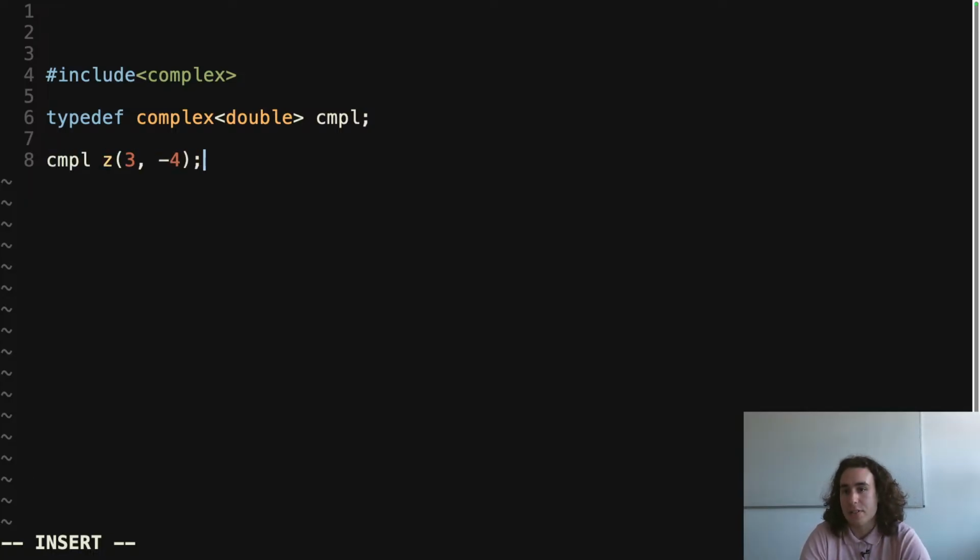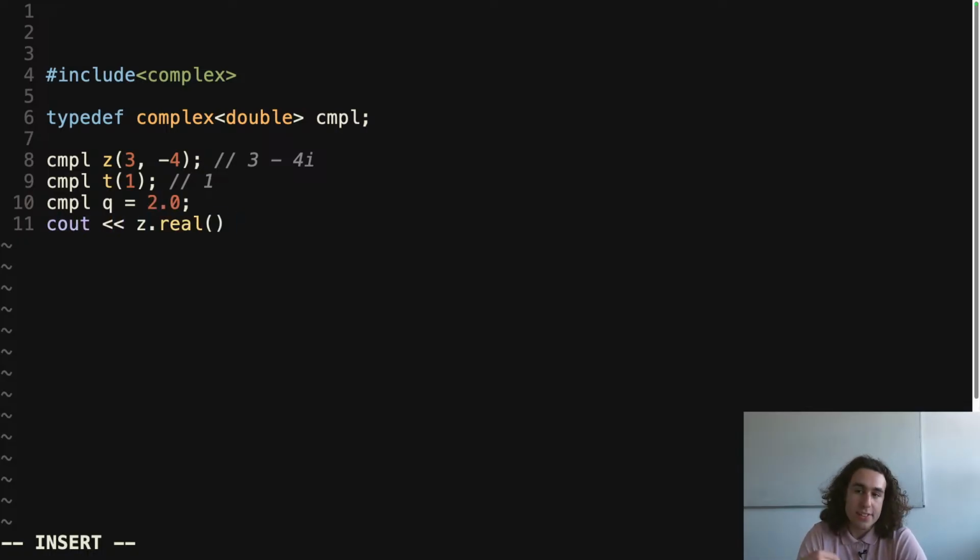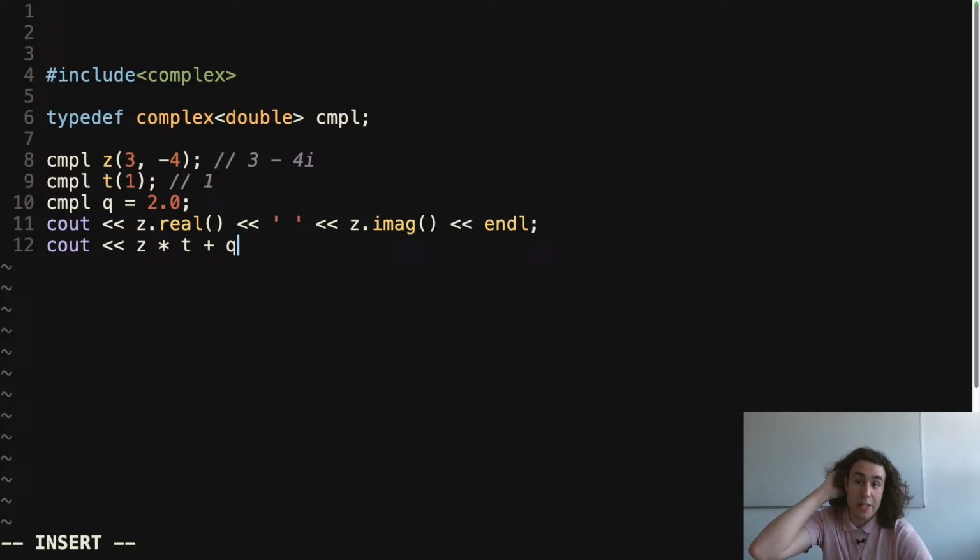Like, for example, I can give it a real and imaginary part. It's going to be 3 minus 4i. I can just create a number from one value. It's going to be just a real number, and so on. I can write it even like this: q is equal to 2. And then I can also take a number, call its real part, and call its imaginary part like that. And then, obviously, I can also do z times t plus q, all these possible arithmetic operations.